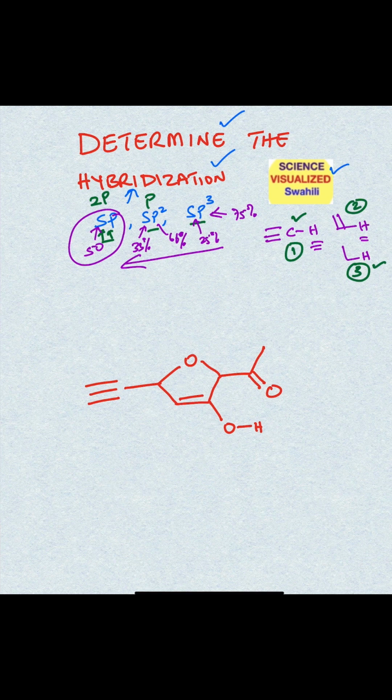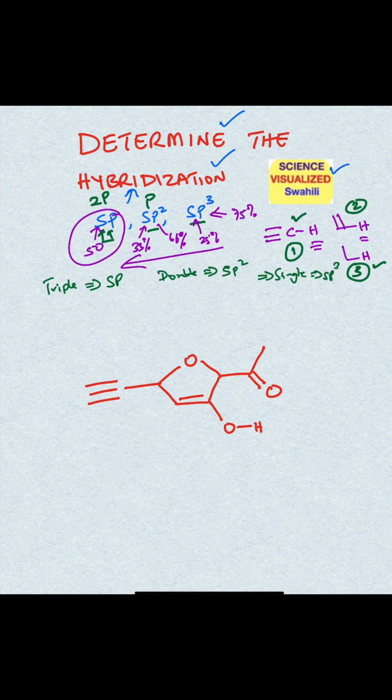So generally speaking, anytime you see a triple bond, then that means you have an sp hybrid orbital. Anytime you see a double bond, then that will imply sp2. And anytime you see a single bond, no double or triple bond, then that will be sp3.